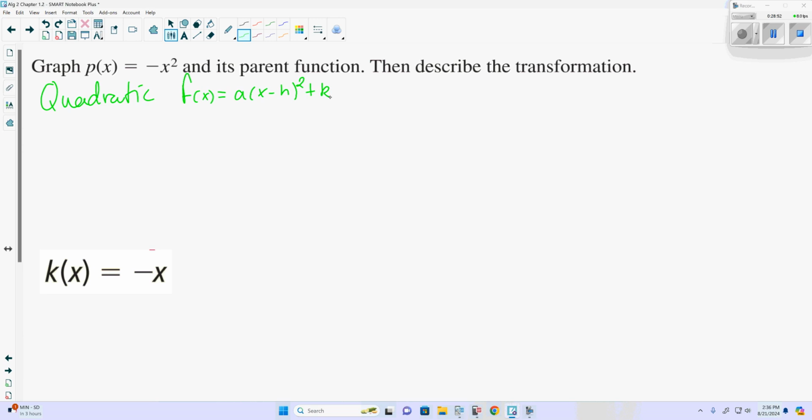The only thing we have is the negative sign in front of x squared, yes? So it's telling us the value of a is negative. So it is a reflection across the x-axis. That's it.